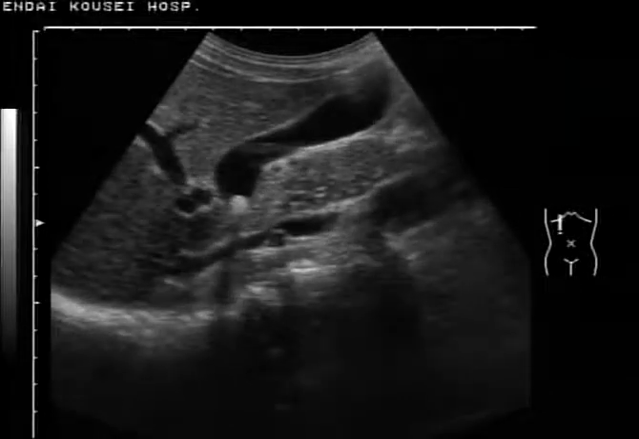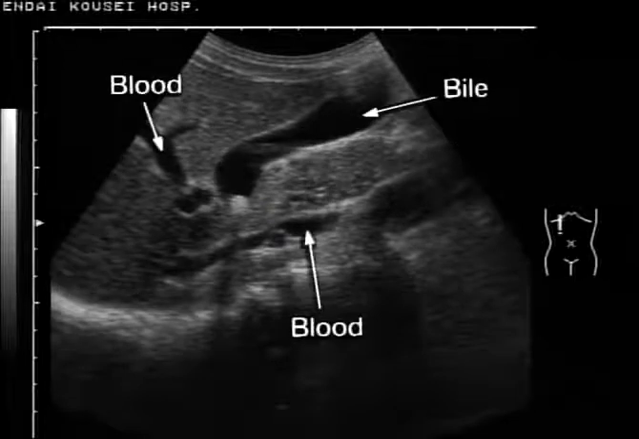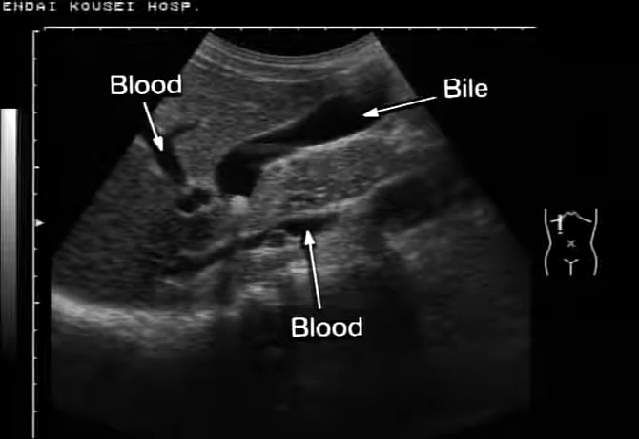So, calculus, vascular walls, and the diaphragm are displayed as white because they return strong echoes. On the contrary, blood, bile, ascites, and other fluids are displayed as black because they have uniform acoustic characteristics and return no echo.